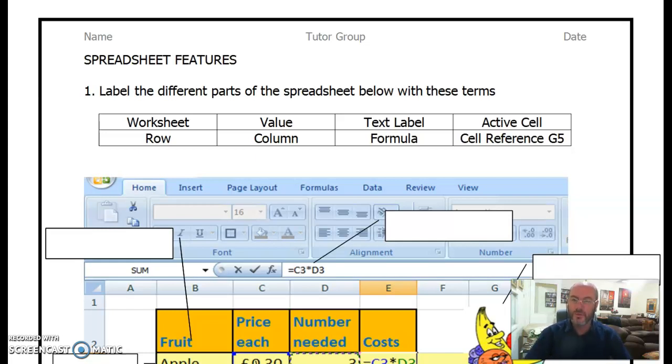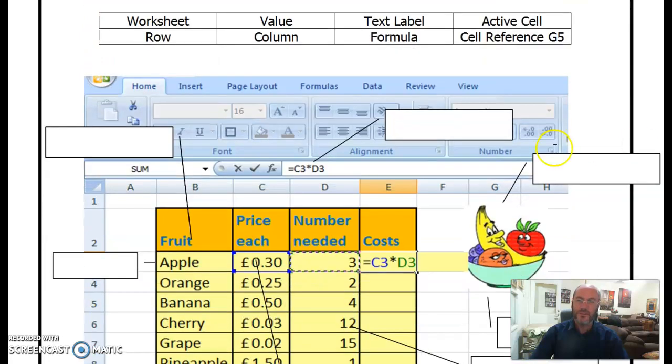This is the solution for the spreadsheet features task. Label the different parts of the spreadsheet below with these terms. So you got 8 terms here and you have to enter in the respective boxes. So here, the first one where it says fruit, we are going to complete that with what? Text label. Alright, that's where we put a label for something in the spreadsheet. Here it's the text label.